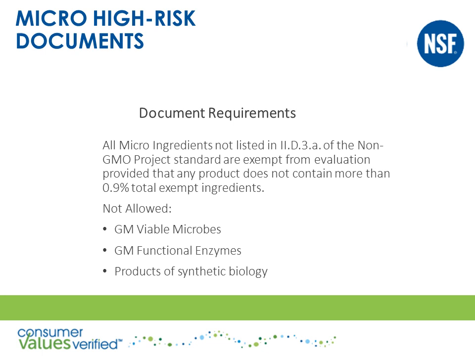All micro-ingredients not listed in this section may be exempt from evaluation provided that any given product does not contain more than 10 exempt micro-ingredients. Effective May 2019, the finished product may only contain up to 0.9% total micro-exemptions per formula. Additionally, after May 2019, any vitamin or nutrient in a finished supplement product must be non-GMO regardless of the amount.